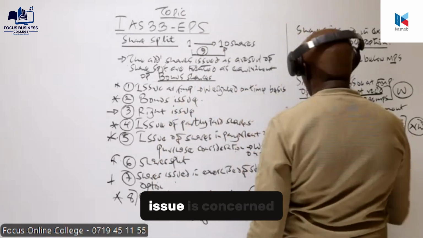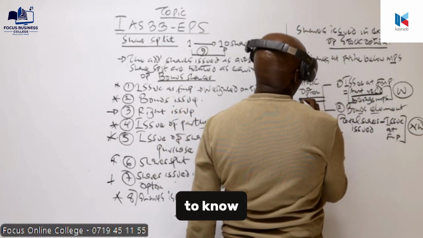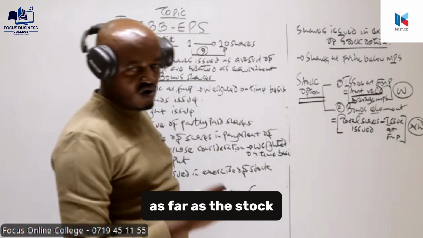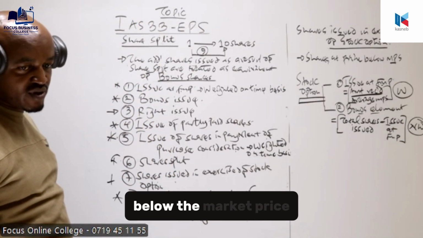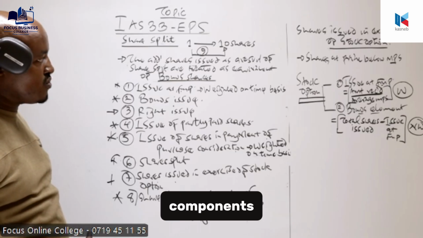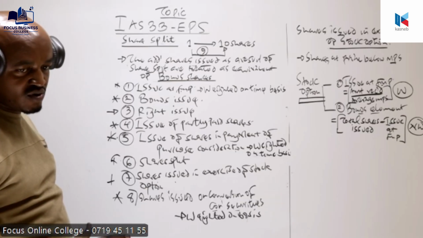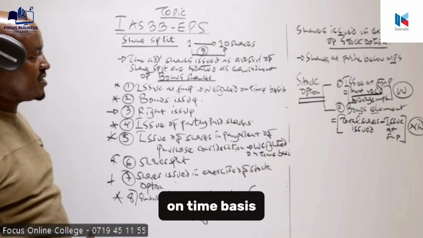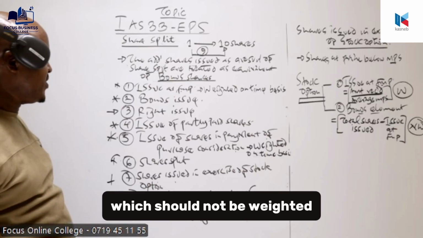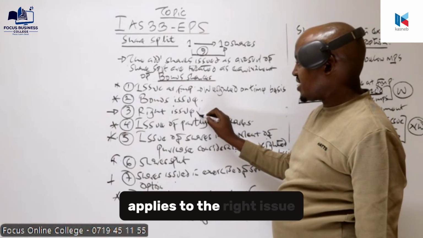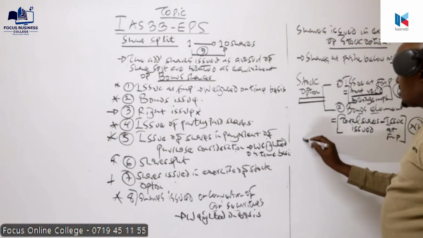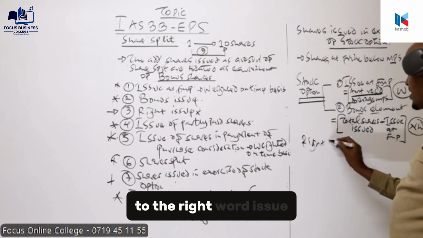As far as the bonus issue is concerned, that's basically what you need to know as far as the stock option is concerned. The shares, because they're issued at a price below the market price, we split them into two components: issue at full market price, which has to be weighted on time basis, and the bonus element, which should not be weighted on time basis. Now, the same concept applies to the right issue.